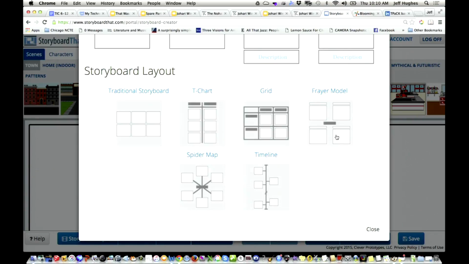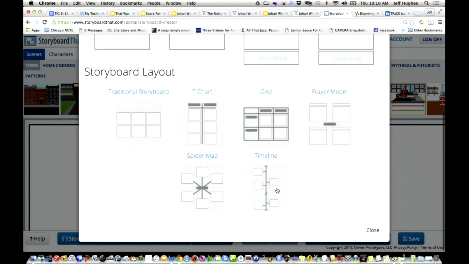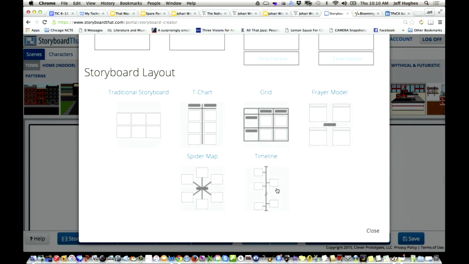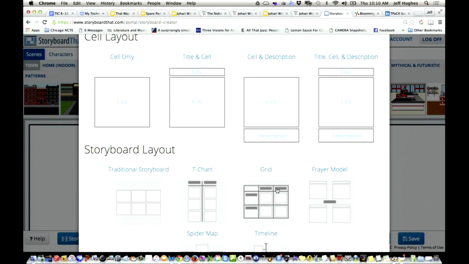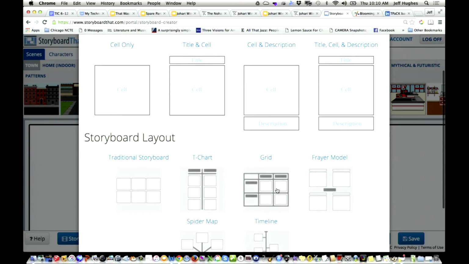Here you'll see a Frayer model, which I've used with my students for learning vocabulary. The spider map is an excellent way to organize ideas. It's also called cluster mapping, and it's a way to create character webs. So I could put in Romeo and Juliet and other characters from Romeo and Juliet and explore their relationships. There's also a timeline or a plot line, and you can include actual dates in that as you set it up. And that's a good way to explore a plot and a timeline within something that you're making.